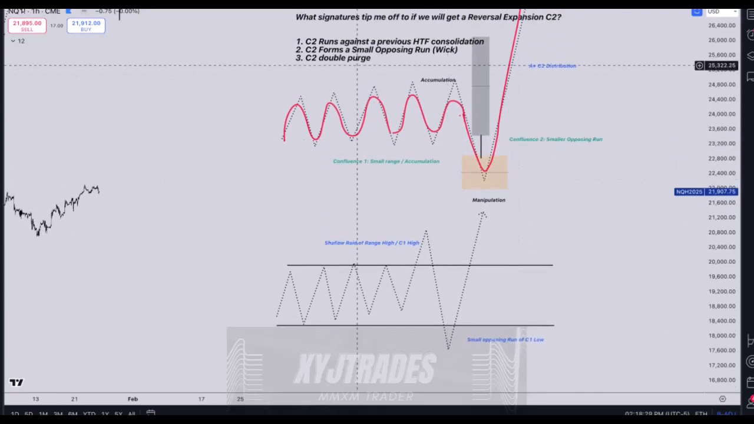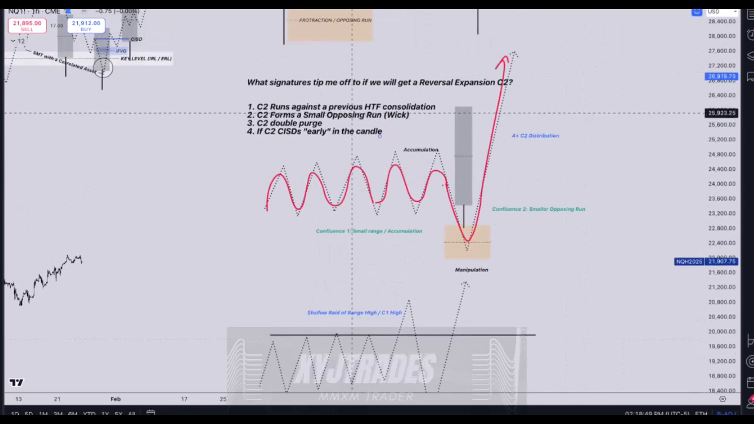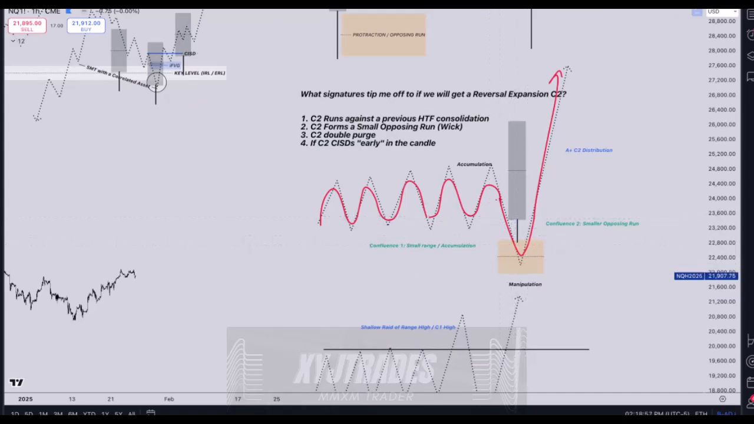So, this is the last confluence: if C2 changes state of delivery early, does that make sense? That one is a bit more complex and nuanced. But I want you to remember that each candle is a function of time and price. So if we get a small opposing run, it is very likely that we will close back above the consecutive series of candles, changing the delivery state, with lots of time left in that candle. That time is going to allow us to expand for the rest of the candle.